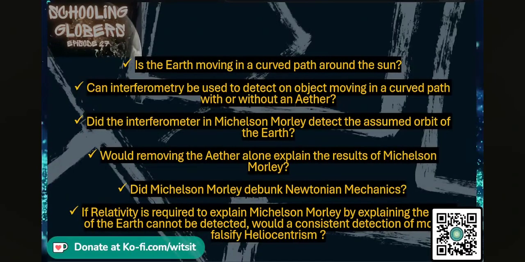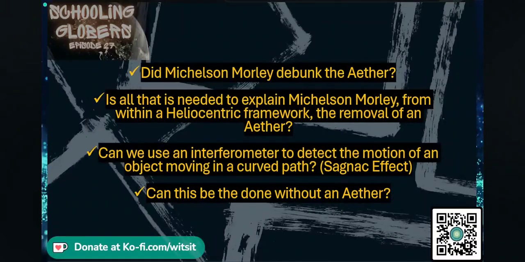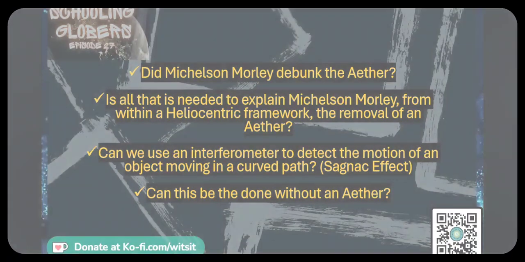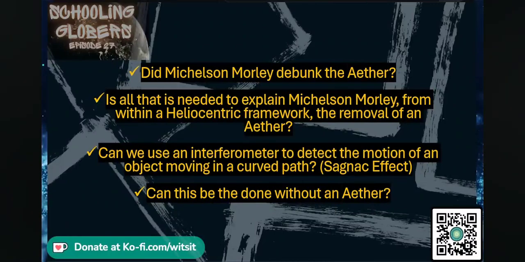Thank you, Jesse. So the answer is yes. And of course, it's painful that we're even having an issue with it because, like I said, this is just a repeat of the question that we just asked, right? Which is, can we use an interferometer to detect the motion of an object moving in a curved path, like the Sagnac effect, which the globe proponents claim is used to detect the rotation of the globe with ring laser gyros? And then we said, can this be done without an ether? And the person said, yes, of course, we do it every day. That's what the heliocentric proponent would have to say.